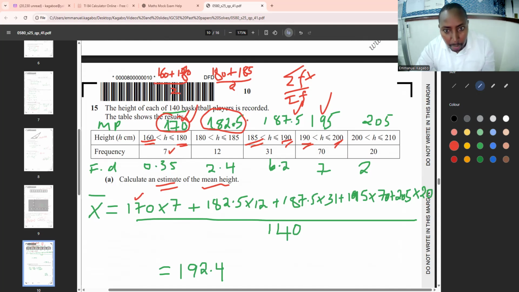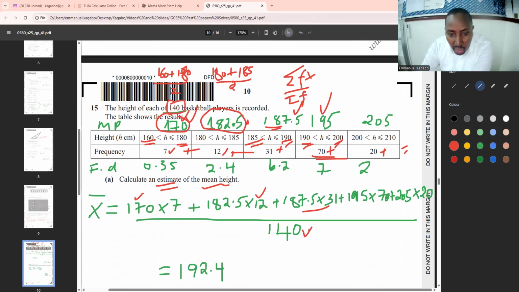Then the next one, the midpoint is this times this. That's why I have 12 here. So the next one is this one times 31. That's why I'm getting it. The next one, 195 times 70. Okay, that's why I have that. Divide by the sum of frequency. Sum of frequency: you add this plus that, plus this, plus that, plus that, plus that. But most of the times in the exam, this one is given.